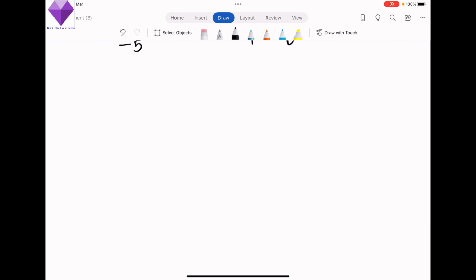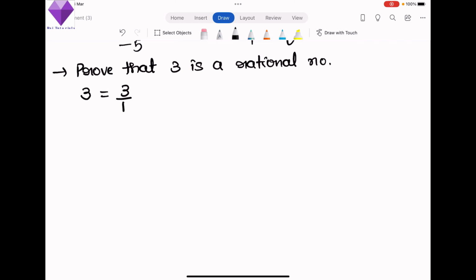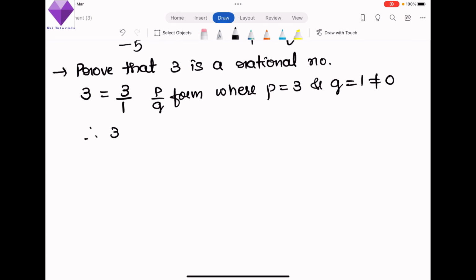Now they very commonly ask one topic: prove that 3 is a rational number. To prove this, it is very easy. 3 I can write as 3 upon 1, which is in P by Q form, where P is equal to 3 and Q is equal to 1, which is not equal to 0. Therefore 3 upon 1 is a rational number.